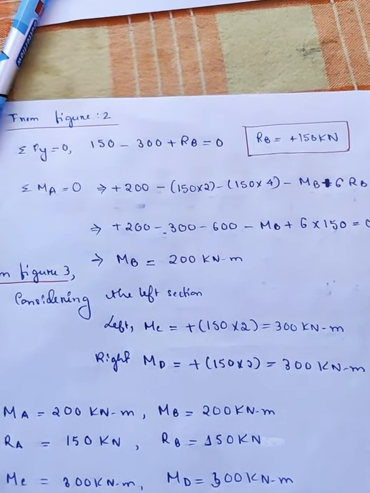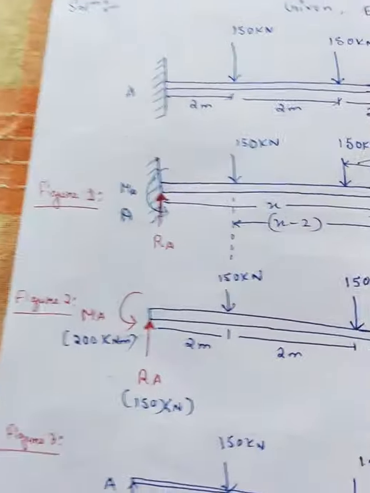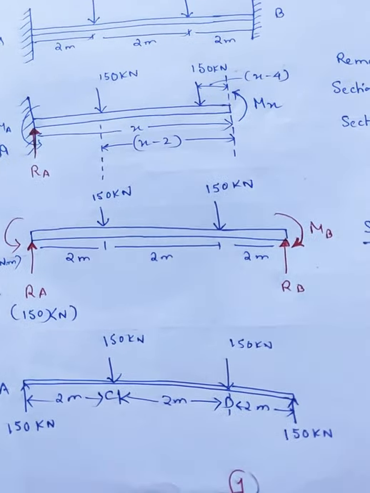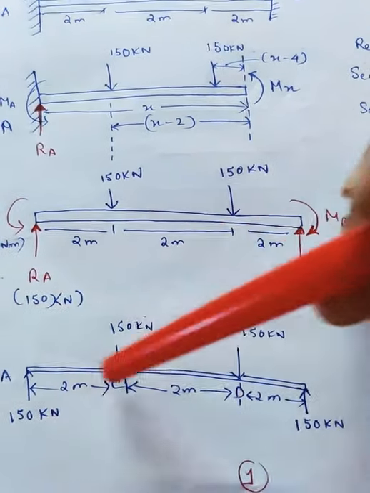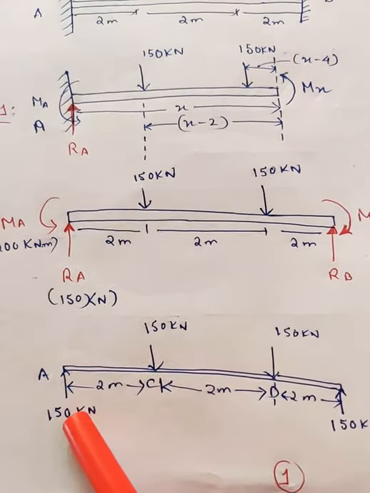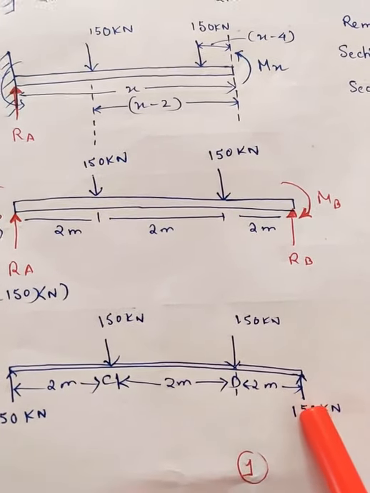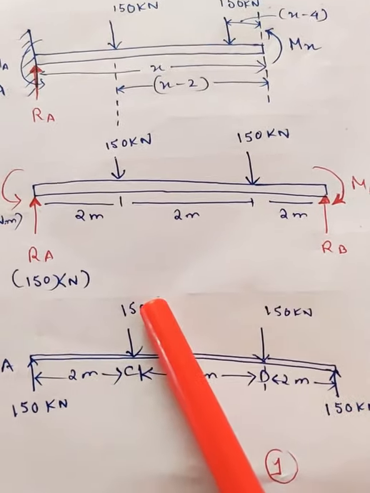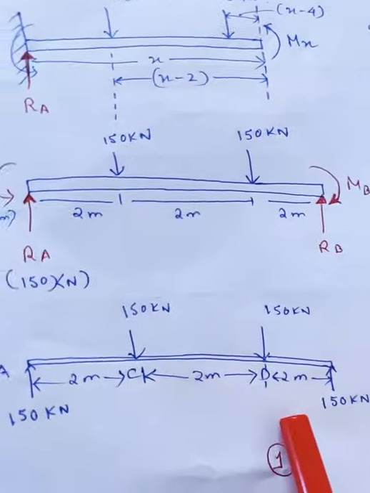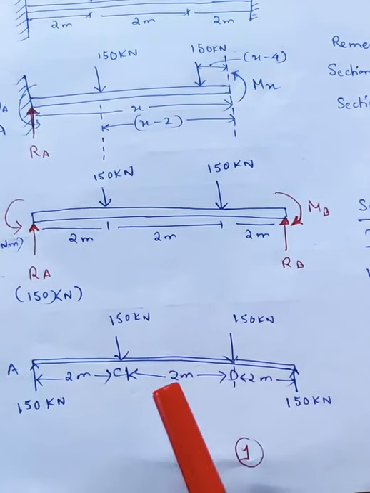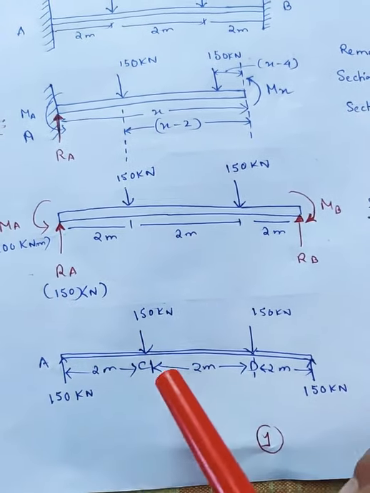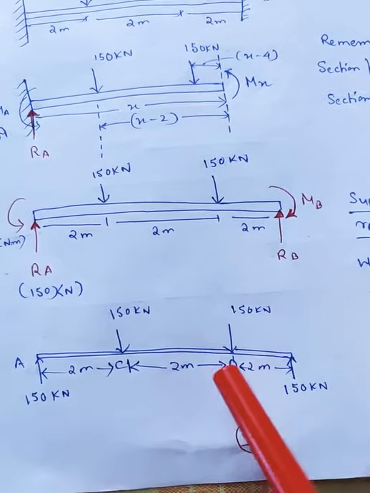Now let's consider the moment at C and D. We will take another figure, considering it as a simple beam. Here RA is acting upward 150 kilonewton, here RB is acting upward 150 kilonewton, and at C 150 kilonewton is acting downward, and here at D 150 kilonewton is acting downward. For C we can either consider the right portion or left portion, and for D also we can either consider the right portion or the left portion.